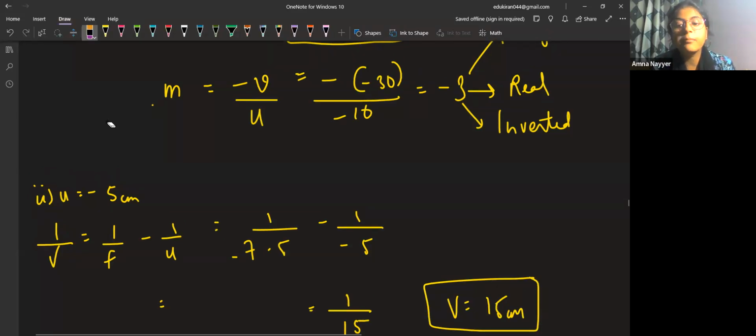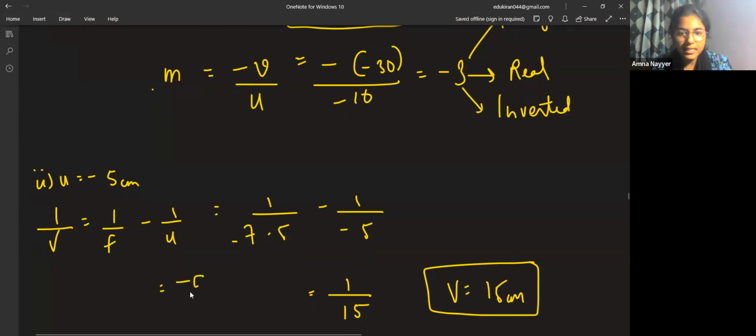Yes, Rajita, 1 by V is coming 1 by 15. Right. So V will be 15 by 1. That is 15. See, here this minus 5 is there. Minus 7.5. That becomes plus 7.5. Right? That becomes plus 7.5.